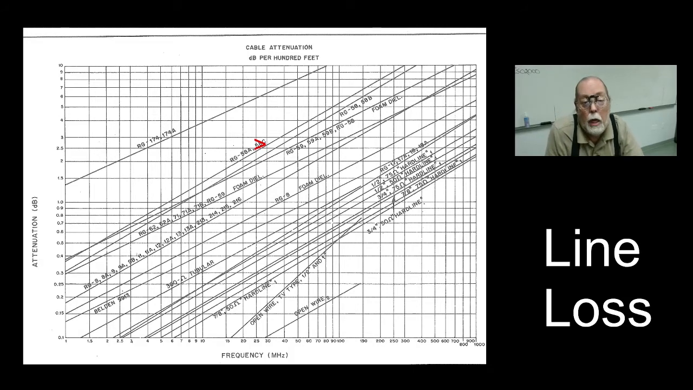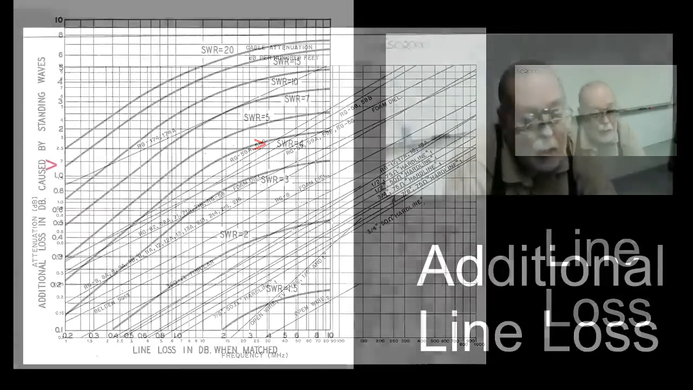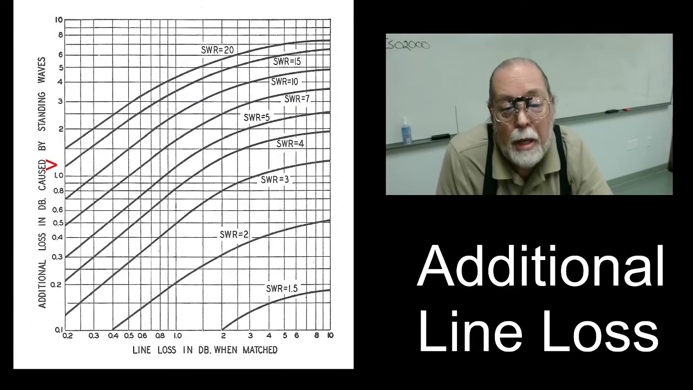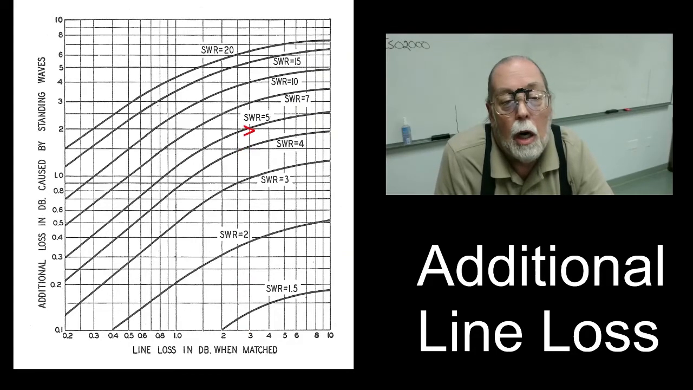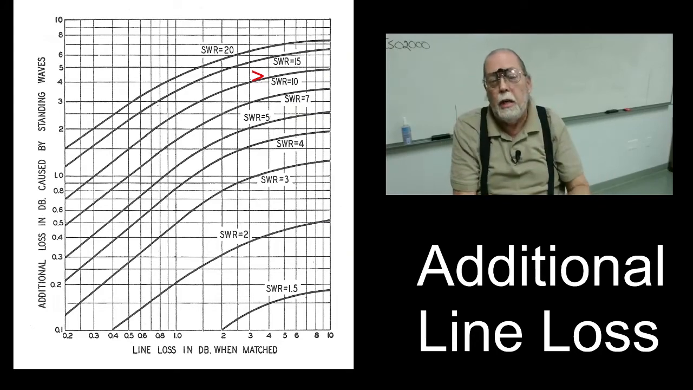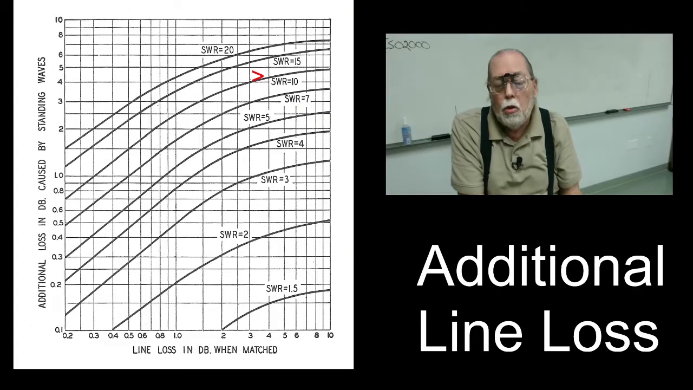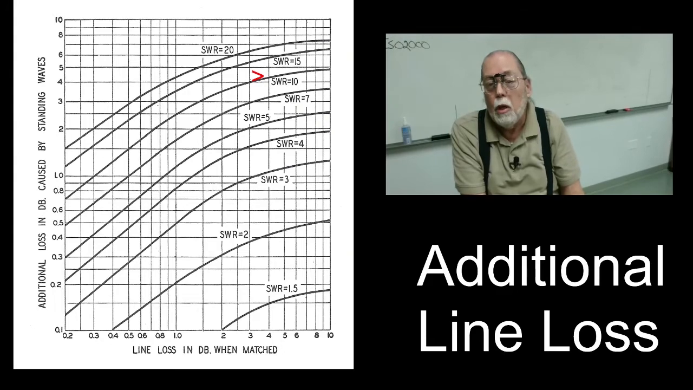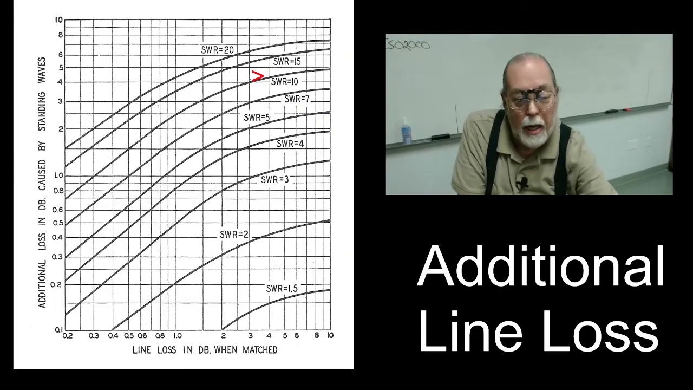So let's just call it 3 decibels. That's close enough. Now, let's look at the additional line loss if you have a high SWR. So here's the loss matched of 2 decibels over here, or of 3 decibels. If you have an SWR of 5 or 7, or even 10, you have an additional loss of 3 or 4 decibels, which means in a case like that, 3/4 of your power is lost in that transmission line. If you operate that small coax at a high SWR like that, the coax is going to lose 3/4 of your power.